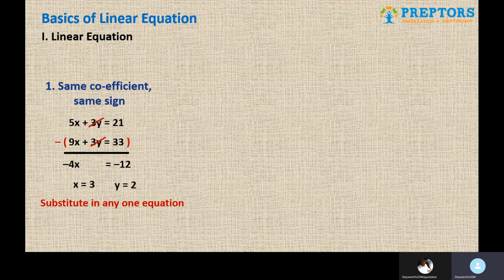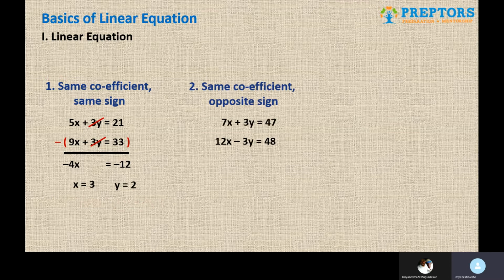The second category of the equation will be, you will have the same coefficient, but you will have the opposite sign. Very important. Opposite sign, plus 3y, minus 3y. The value is the same, 3, 3. The sign is different, plus and minus. So how do we simplify these two? Obviously, you add both of the equations. Very straightforward again. Plus 3y and minus 3y gets cancelled. You will be left with some value of x after solving. Simple solution.